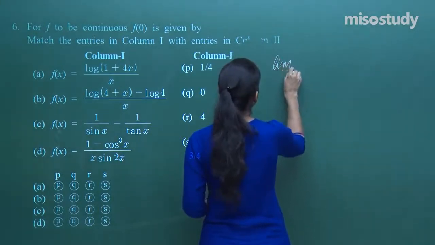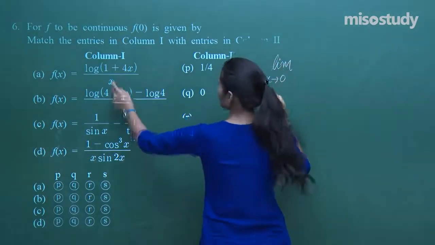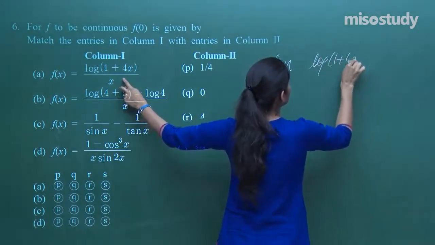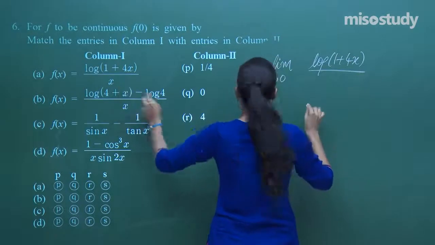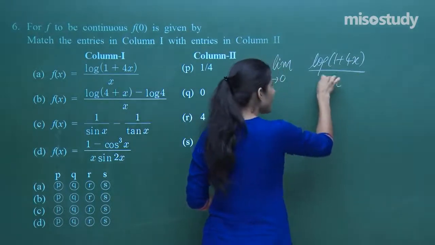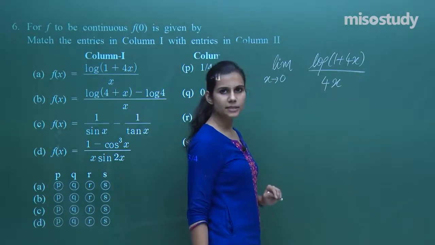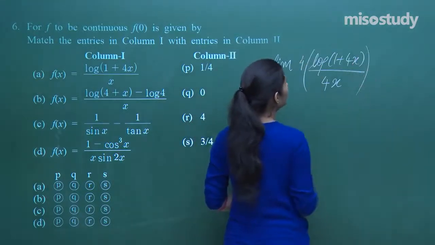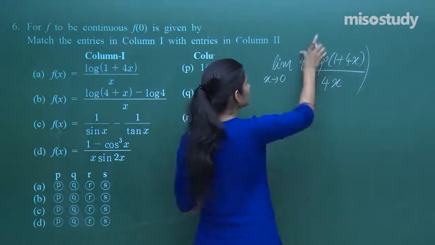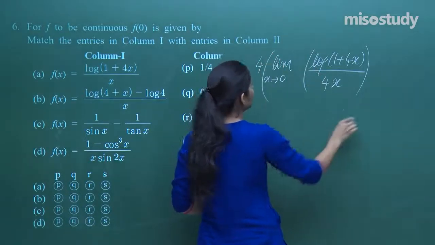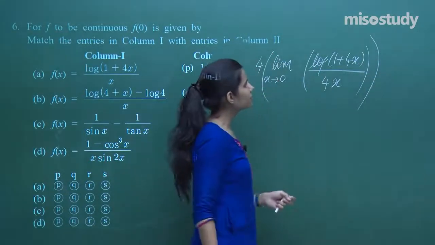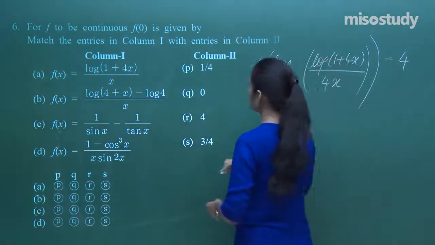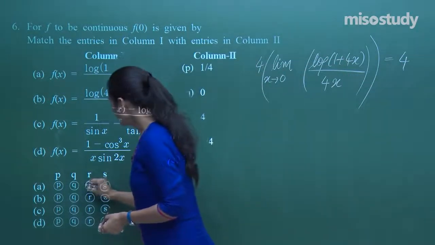Limit x tends to 0, f of x, this is the first f of x, log of 1 plus 4x upon x. If I have a 4 over here, I can say this limit is 1. For 4 over here, I will have to adjoin 4 over here. So I will be left with 4 times, this 4 can come out, 4 times limit x tends to 0, log of 1 plus 4x by 4x, which is 4 into 1, that is 4. So corresponding to A, I will be shading R.